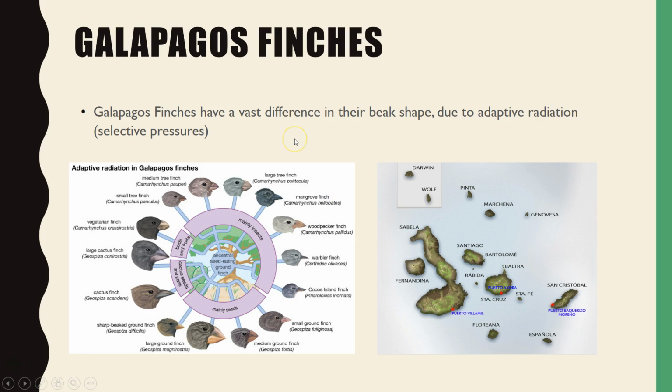Let's take a look at Galapagos finches. Again, they have a vast difference in their beak shape, and a number of different species have resulted. This is due to adaptive radiation. Here there are a number of islands which Galapagos finches inhabit, and those different islands will have different selection pressures, which will have resulted in a number of different phenotypes.